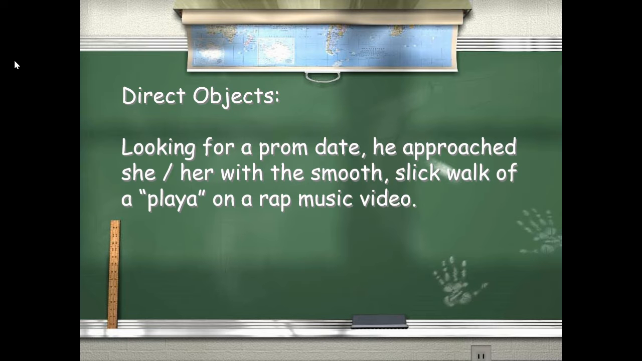Remember, with direct objects, we always use an objective case pronoun, and those are pretty easy. Once again, our grammar gut doesn't steer us wrong on this. Looking for a prom date, he approached she or he approached her with the smooth, slick walk of a player on a rap music video. Well, we would all naturally use the word her. It's the direct object. That makes a lot of sense.